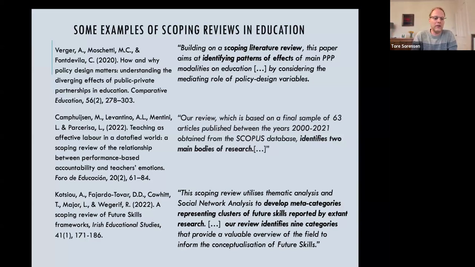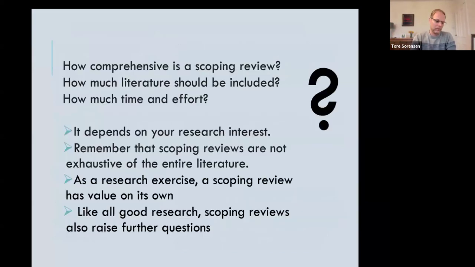That's realistic, I believe, for us as researchers and for students within a more limited time space. And we can discuss that as well. Which leads me to the question, which I think many of you will also be asking yourselves. And I continue to ask myself these questions, by the way. How comprehensive is a scoping review? How much literature should be included? How much time and effort?